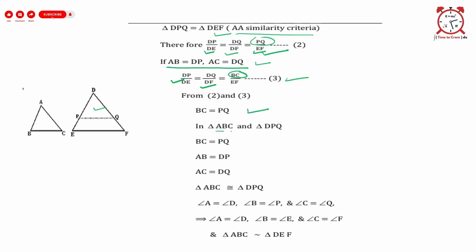Now for ABC and DPQ, means ABC is this triangle and DPQ, if we prove, then by SSS they are congruent. If they are congruent, then all their angles are equal, A equal to D, B equal to P and C equal to Q. Because P and E are equal, that we have proved here, P equal to E by this criterion. So we can prove triangle ABC similar to triangle DEF.